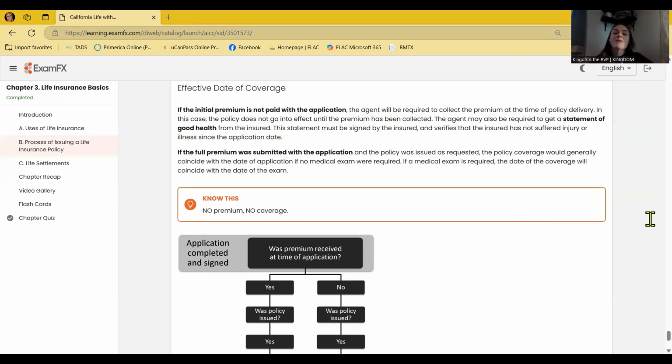When we do this, the agency may require the agent to get something called a statement of good health. What this is saying is, hey, since the time of application, have you been in the hospital? Have you been diagnosed with anything? Has there been any kind of change to your health history, right? So getting that statement of good health may be necessary, and it must be signed by the insured that verifies that the insured has not suffered any injury or illness since the application date. Okay, so statement of good health is important.